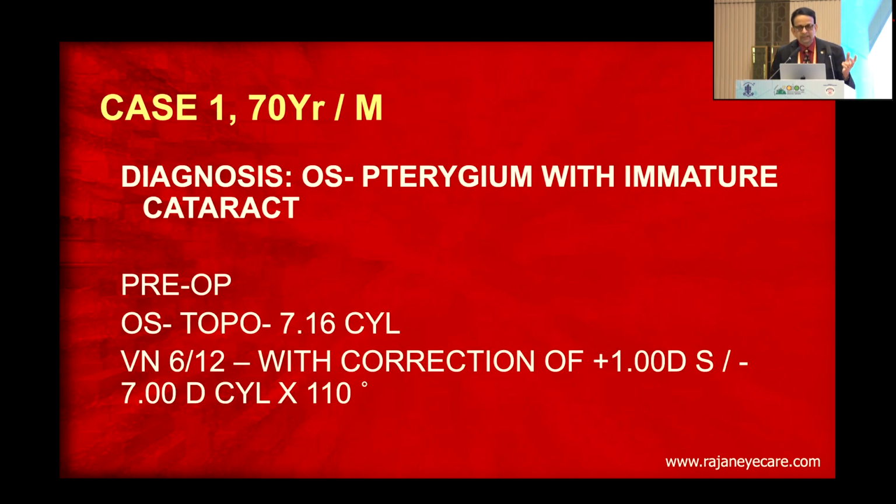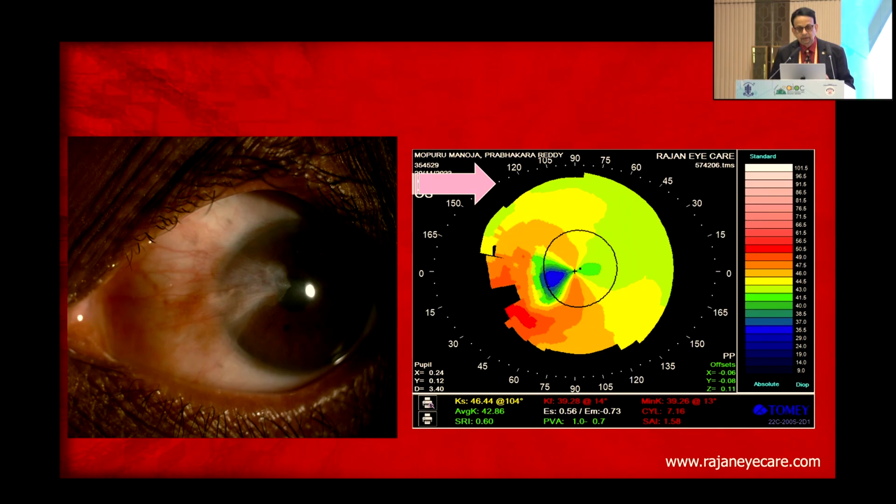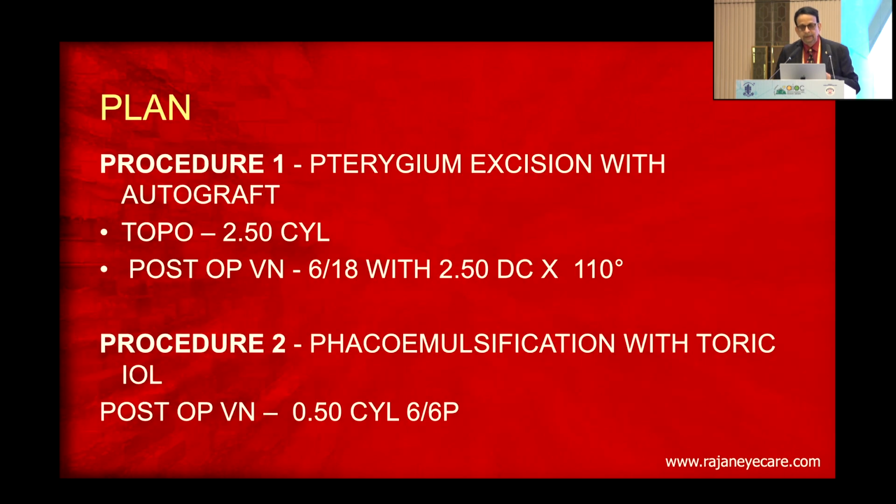I'm going to give you just about 7 or 8 case scenarios. Diagnosis: pterygium with immature cataract. See the topo and see the cylinder, 7.16 cylinder. And post-operative correction after this, you can see here. Don't just put a toric lens when you have a pterygium. The problem is the pterygium produces a lot of higher order aberrations in the cornea, but also alters the axial length as well. Please understand that also. So you can go wrong so many ways if you don't take care of the pterygium.